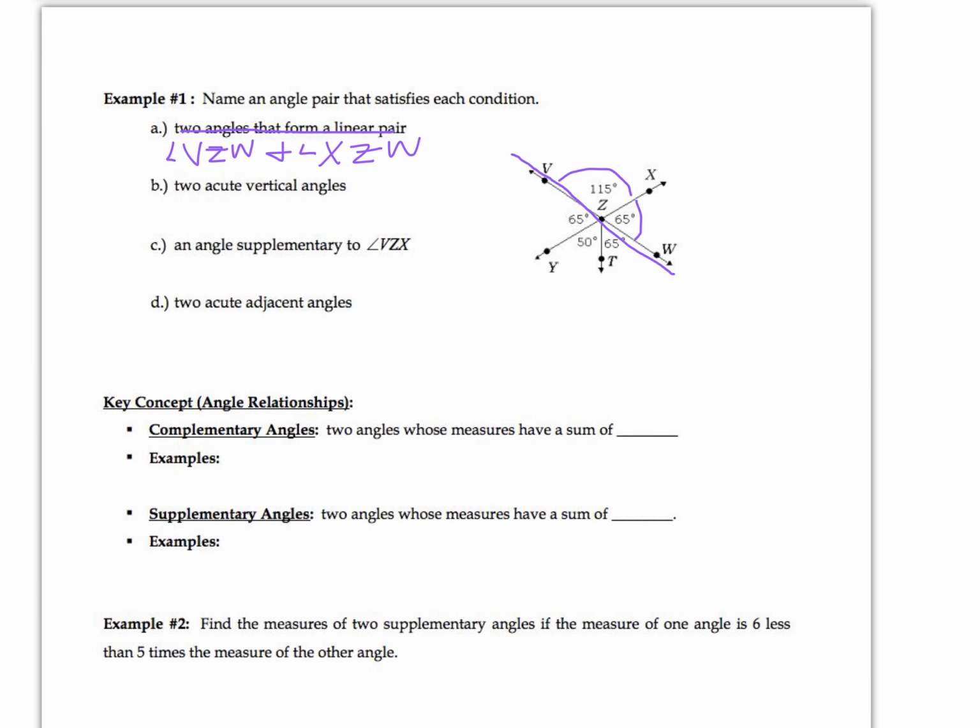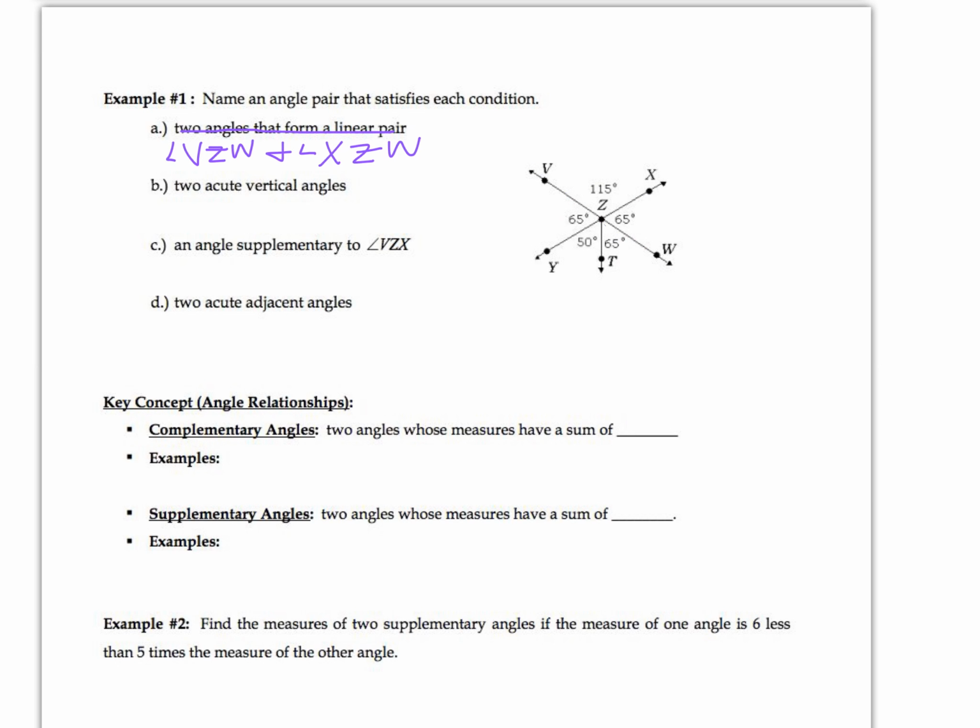Those are linear pairs. Another linear pair, just so you know, would be 115 and this 65 over here. Just because they're not connected, the fact is they add to 180, so they're linear pairs. This is a linear pair too. So there's a lot of linear pairs going on. Let me erase all that garbage.